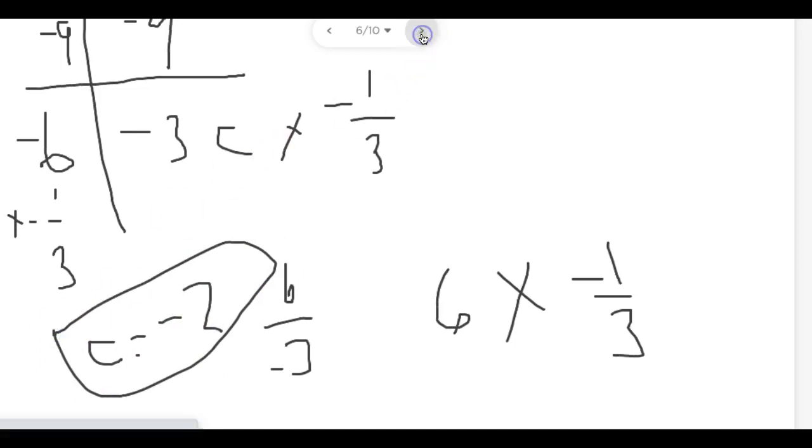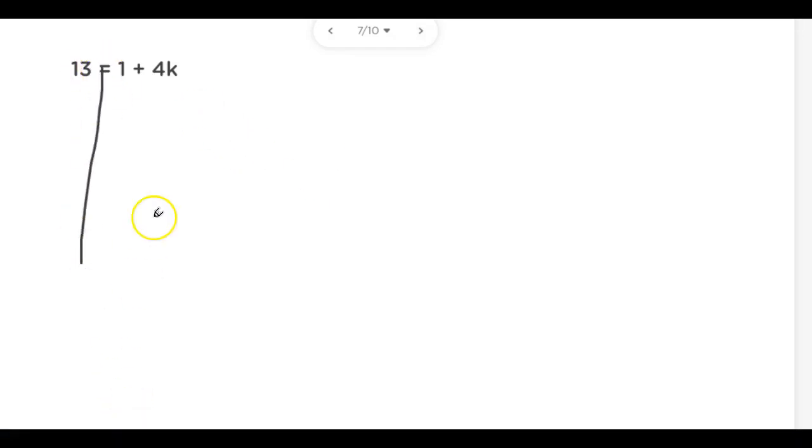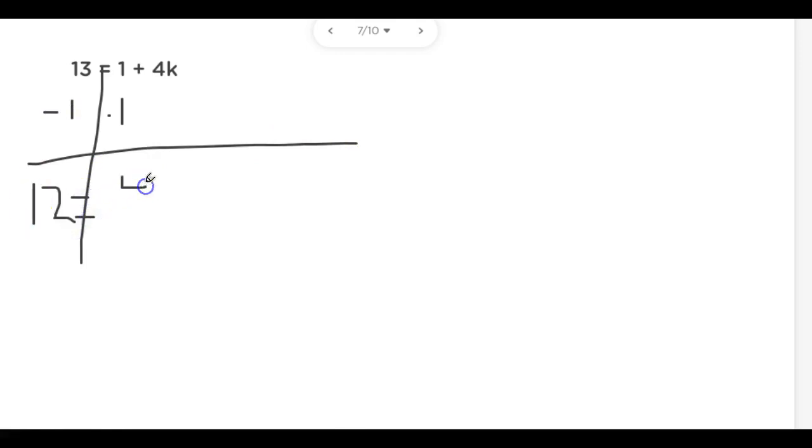This is simple stuff, guys. Real simple stuff, especially at this level. One more really quick. I don't like the way this format is because it's not giving me a lot of time to do my work over here. But you have this is a positive 1. To get rid of it, we're going to subtract 1, minus 1. You end up with 12, because that's 13 minus 1 equals 12, equals 4. Okay?